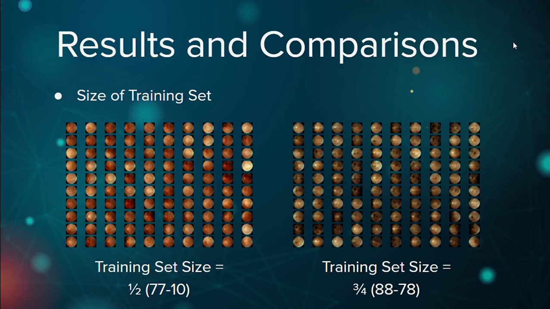Size of the training set. Images generated with 50% data as training are more clear when compared to the ones that have been trained using 75% of the data. So we can conclude that it is better to include 50% data for training itself.